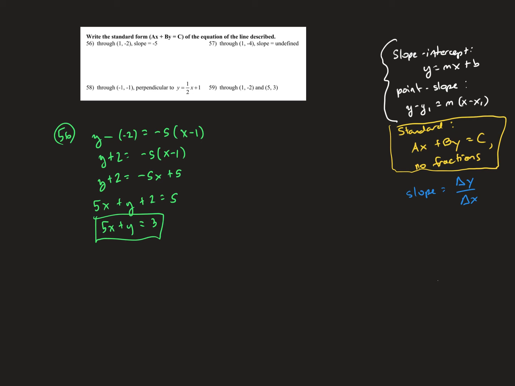So let's talk about 57. Passes through (1, -4). And the slope is undefined. Now, undefined slope is a challenging thing to write an equation for, because if you have a slope that's undefined, you don't have a number for it, right? So you can't just drop it into slope-intercept or point-slope form. The thing you need to know if the slope is undefined is that that means the line is vertical.